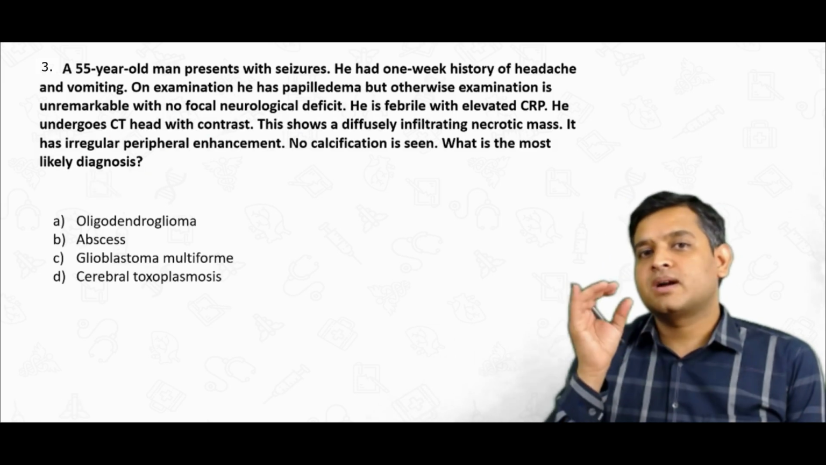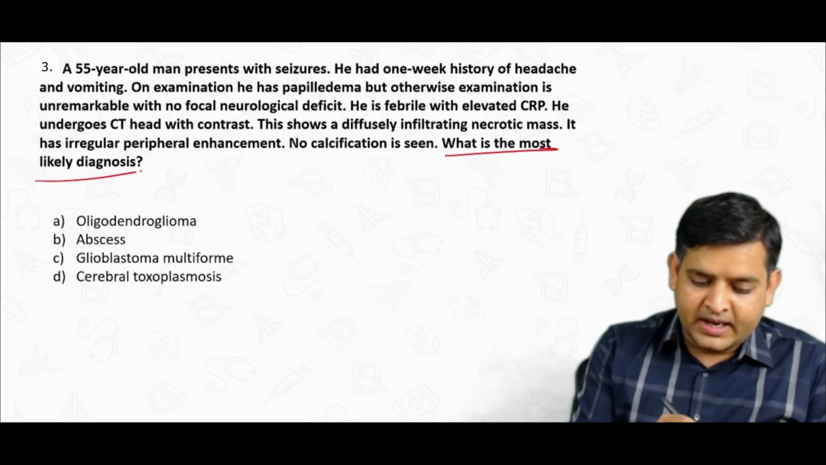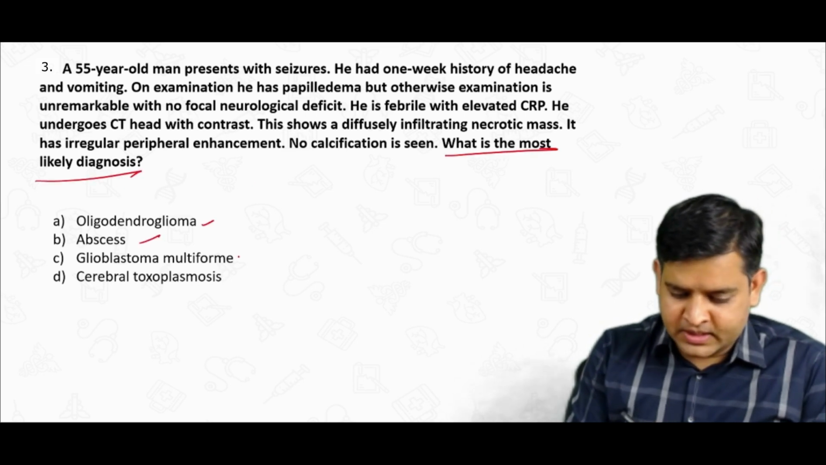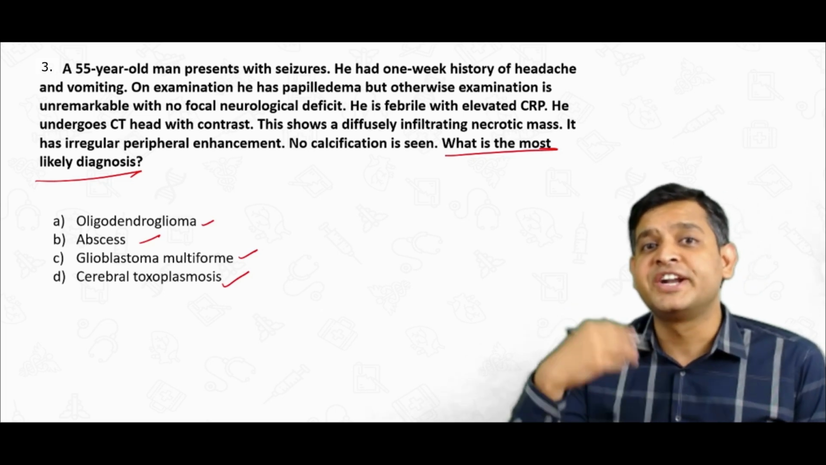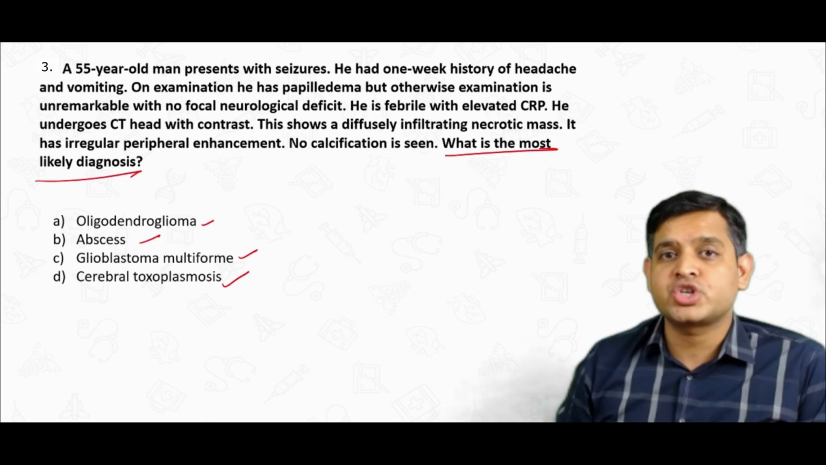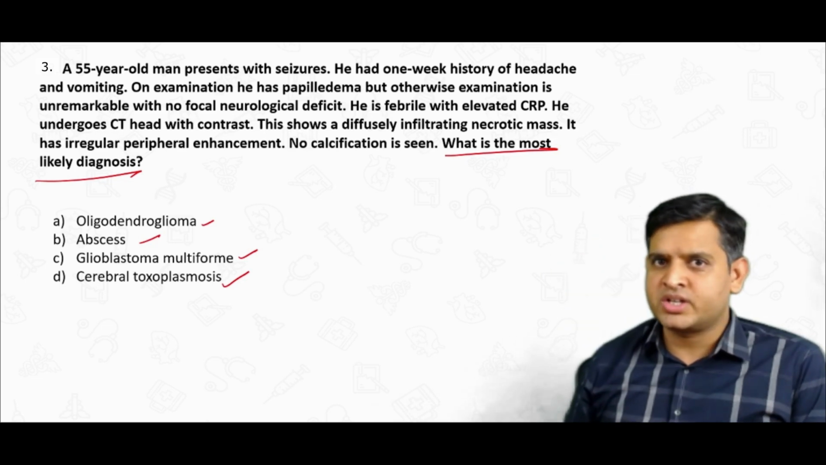A typical clinical pattern question. What is the most likely diagnosis? Oligodendroglioma, abscess, glioblastoma multiforme, and cerebral toxoplasmosis. That is how I will start reading the question if you see a lengthier question. And now I will keep on picking up the important points in the question that I have to pay attention to.